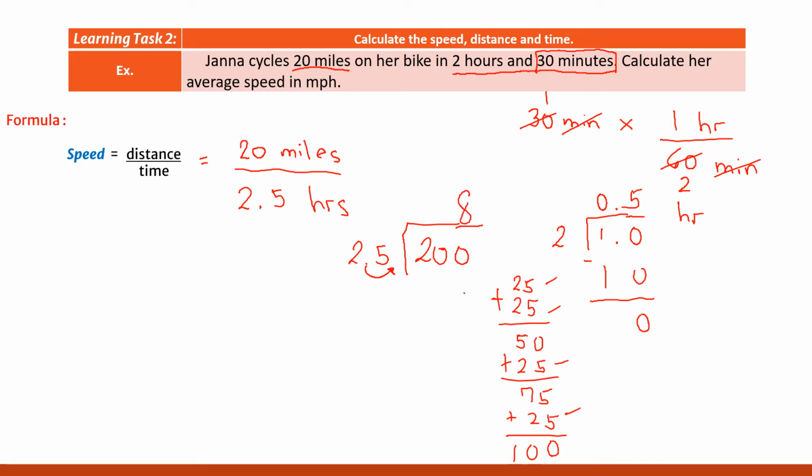8 times 5 is 40. Carry 4. 8 times 2 is 16 plus 4. So that is 20. So subtract 200 from 200. The difference is 0. Meaning to say, our answer here is 8 miles per hour. And this is our unknown, speed. Ayos? Okay.